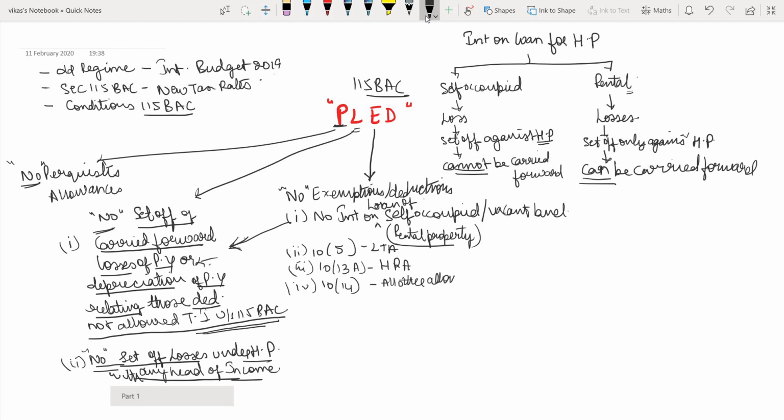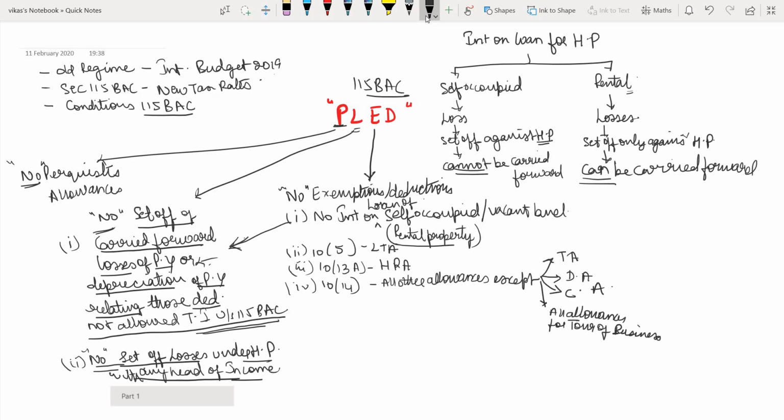All other allowances except travel allowance, except daily allowance, except conveyance allowance, and the last one is all allowances for tour of business.